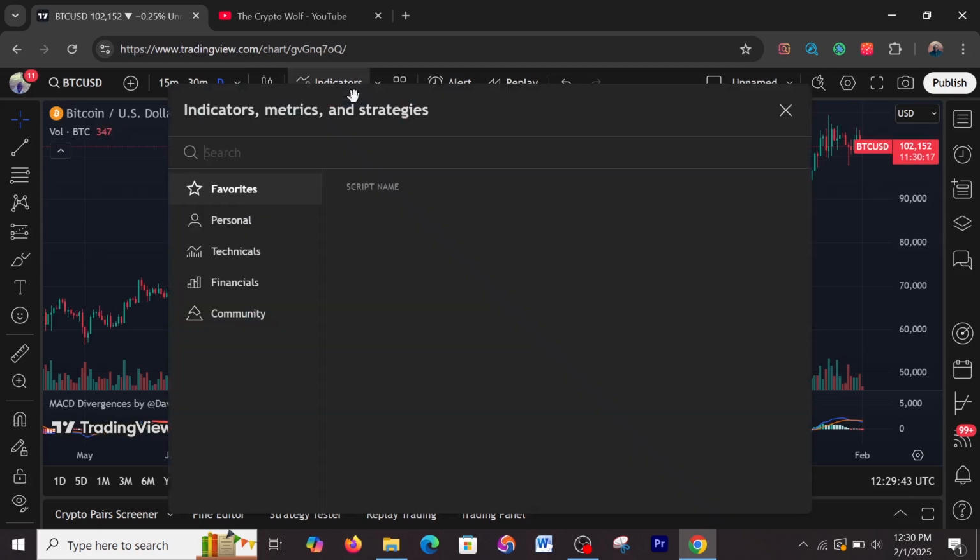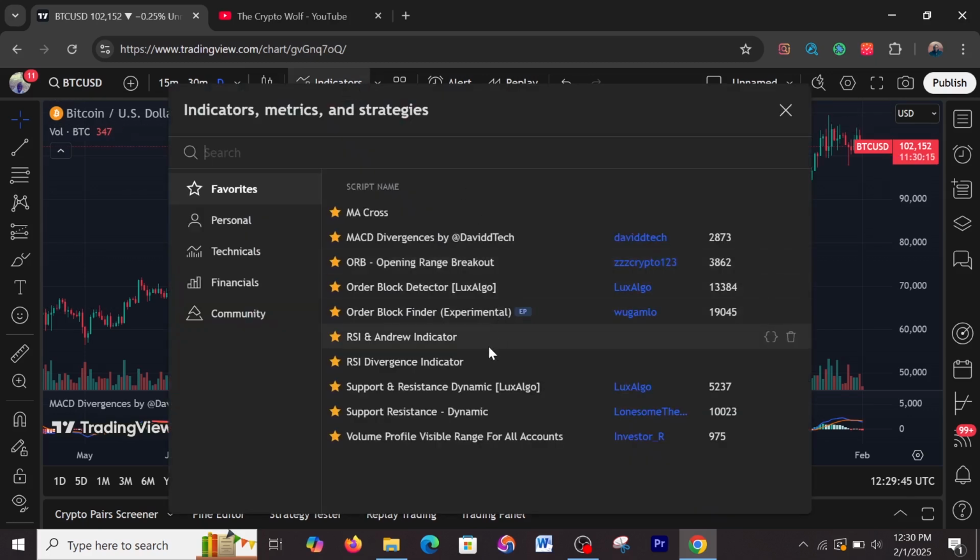The third indicator is support and resistance, and this MACD divergence is not a native TradingView indicator. It was not created by TradingView itself, so it's not a built-in indicator. It was created by somebody called David Tech. So you just have to look for it and favorite it so that it will show in your list of favorite indicators. Very important, I had to include that information.